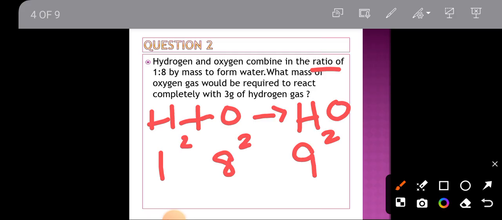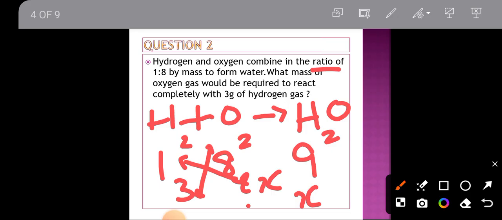Now, the second part of the question. What mass of oxygen gas would be required to react completely with 3 gram of hydrogen? So now he is taking 3 gram of hydrogen, and how many grams of oxygen will be required for complete reaction? It's very simple, cross multiply. If I take the unknown as x, then 1 into x is equal to 3 into 8.